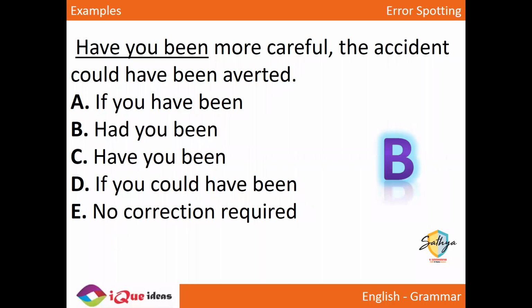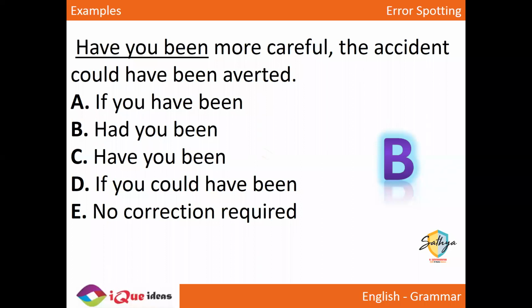Could have been averted means past tense. So have you been is present. We can't use that. We have to use the past form. So had you been more careful, the accident could have been averted. So had is necessary. Have been is present perfect form, and the accident has already taken place in the past. So have will not work. You have to use had because you're talking about something in the past. Could have been averted. Right? So had you been more careful, the accident could have been averted. So it definitely is not going to be A.